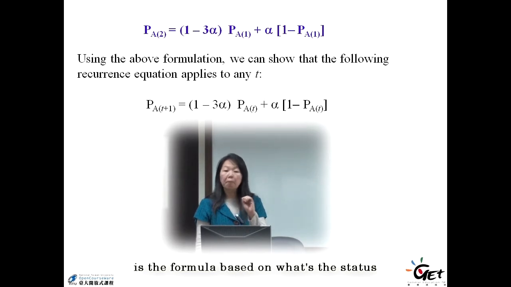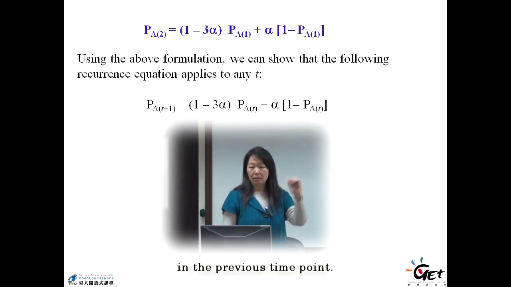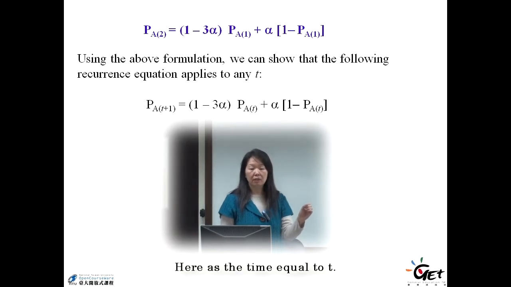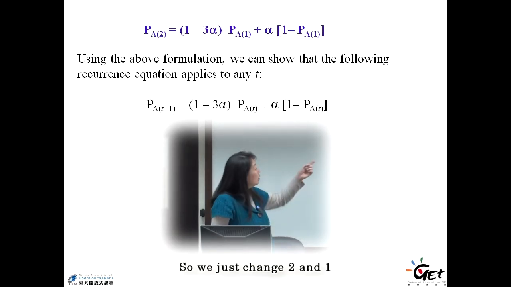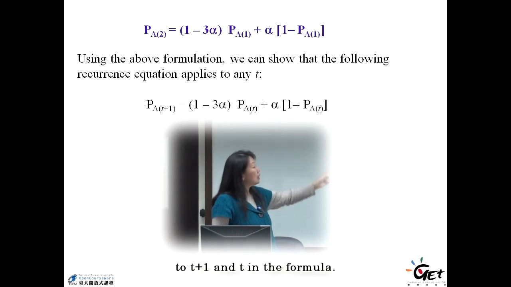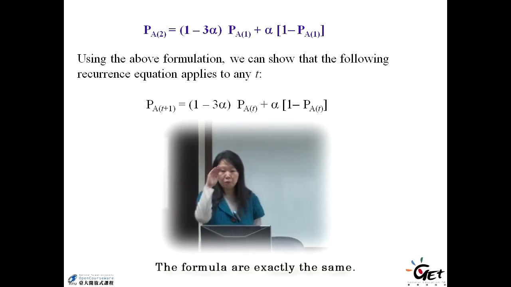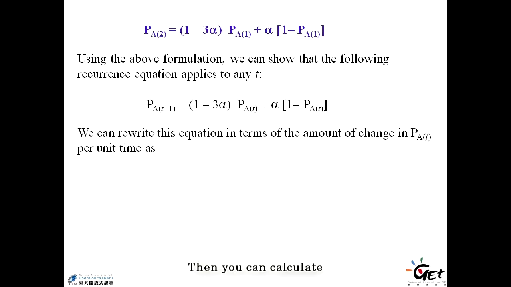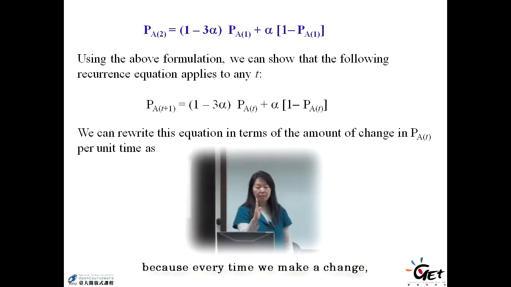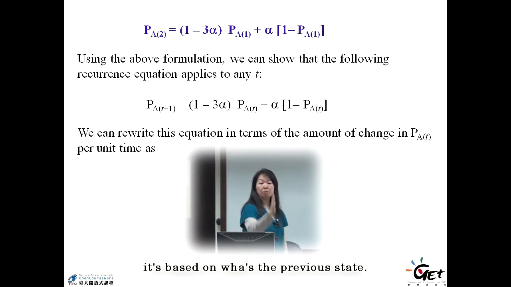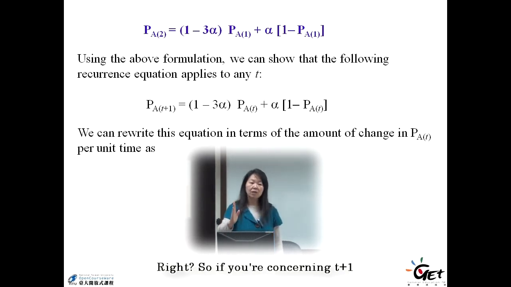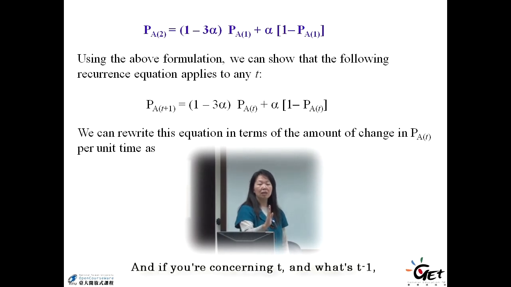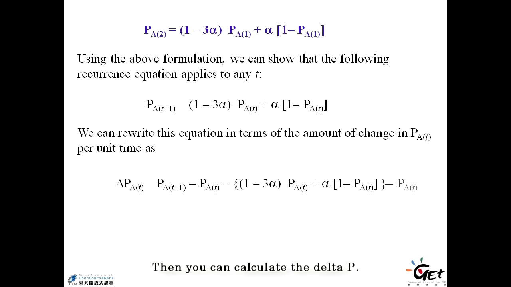It's the formula based on what's the status in the previous time point. Here is the time equal to T. So we just change 2 and 1 to T plus 1 and T in the formula. The formulas are exactly the same. Then you can calculate, because every time you make a change, it's based on the previous state, right? So if you're concerning T plus 1, you ask what's T. Then if you're concerning T, what's T minus 1, and you go back step by step.